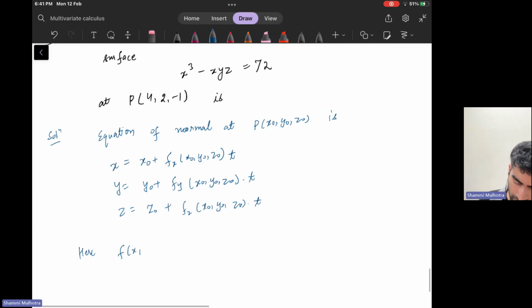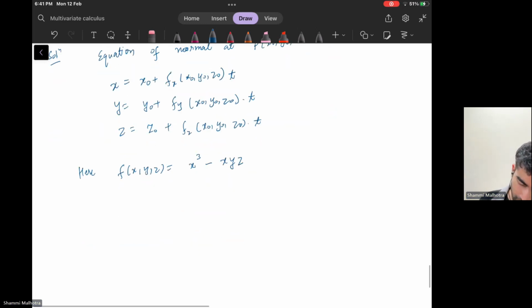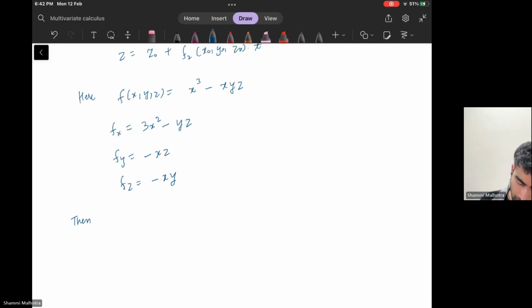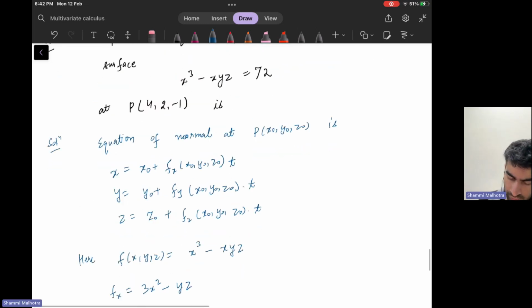Here the function f(x,y,z) is nothing but x cube minus xyz. So fx is 3x square minus yz, fy is minus xz, and fz is minus xy. Then at the point P, the point we had is (4, 2, -1).